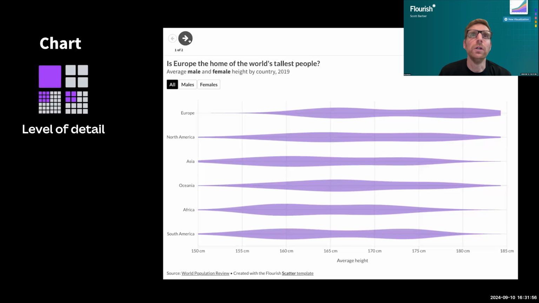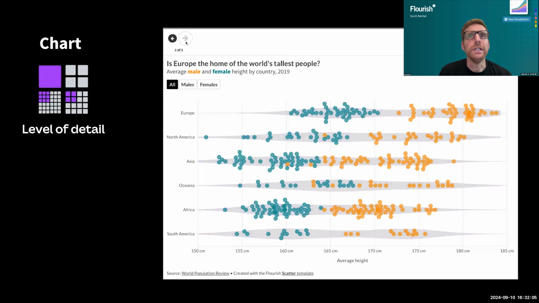So in this example, we're looking just at aggregates for different regions, looking at the world's tallest people. But we might want to also break it down into a little bit more detail, give more detail on the individual countries as I hover over here. So depending on your story, you might want to do one or the other, or you might want to walk the user through, giving it to them in steps.